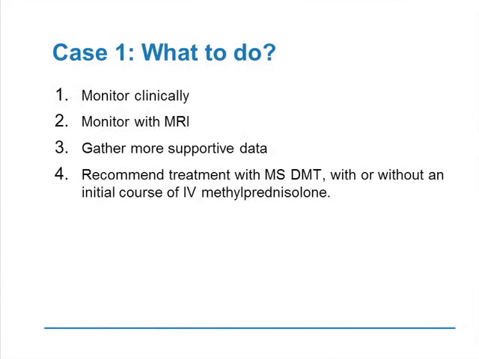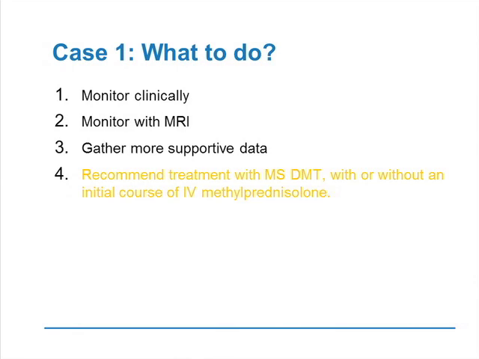So, in case 1, what to do? Choice 1, monitor clinically. Choice 2, monitor with MRI. Choice 3, gather more supportive data, such as CSF or MRI scan of the cervical spine. Choice 4, recommend treatment with MS disease-modifying therapy with or without an initial course of IV methylprednisolone. In this case, the MRI scan of the brain is typical for multiple sclerosis and in fact shows active demyelination in the form of gadolinium-enhancing lesions.